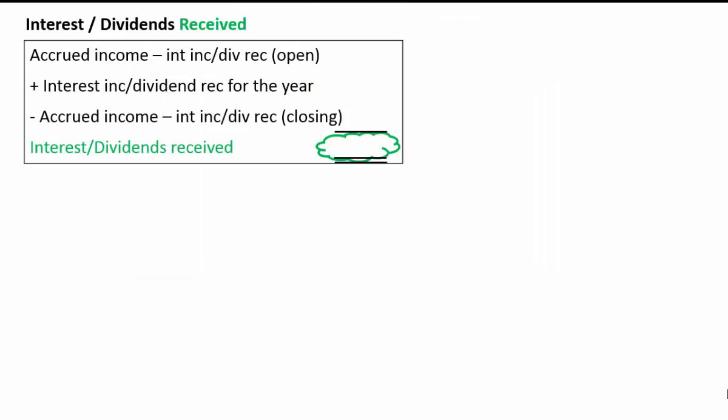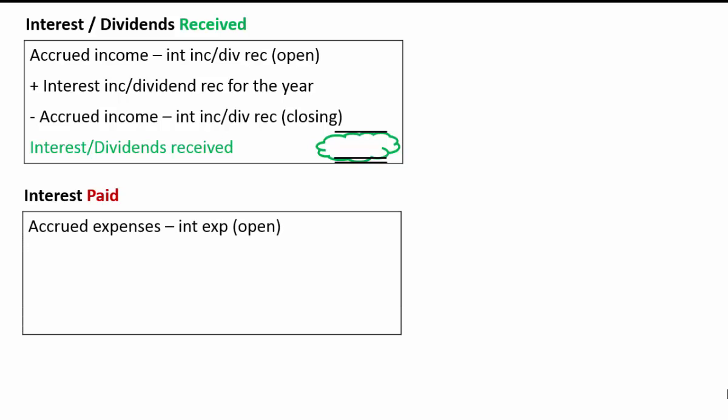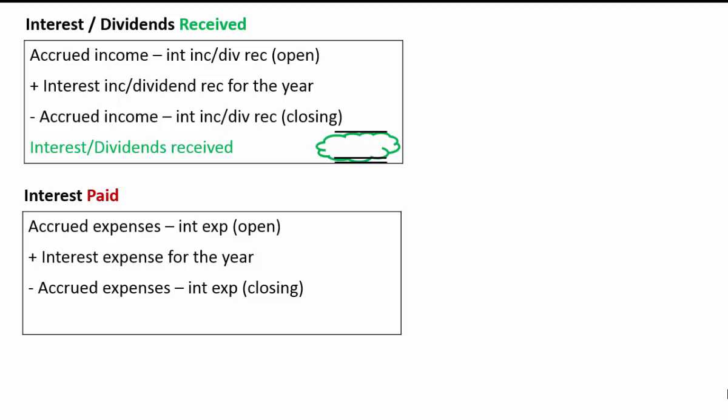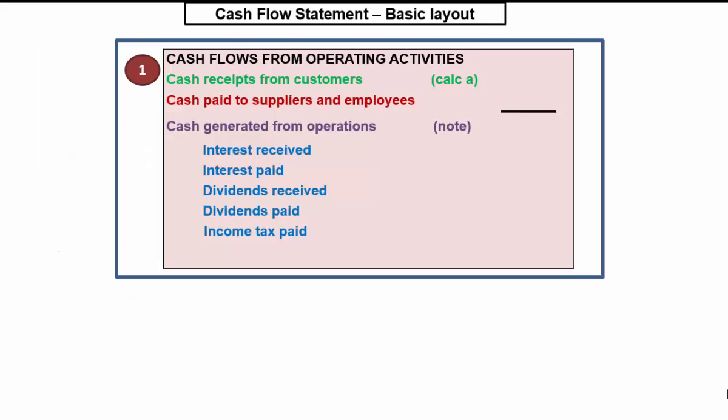Interest paid, very similar calculation. You'd start with accrued expenses for interest, outstanding interest at the beginning of the year. You add your interest for the year from the income statement, and you subtract any accrued expenses for interest at the end of the year because that has not yet been paid. You total this up and it'll give you the amount for the total interest paid during this year. And you fill that in also on the face of the cash flow statement in brackets because it's an outflow. You paid the interest.